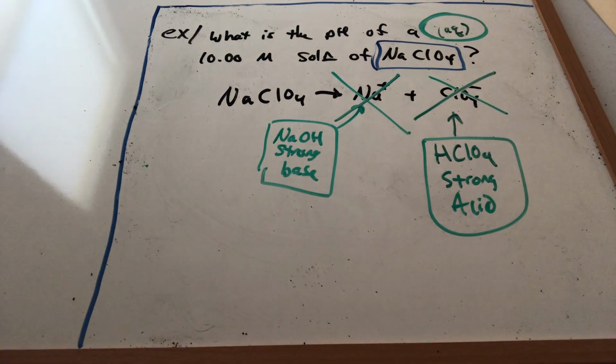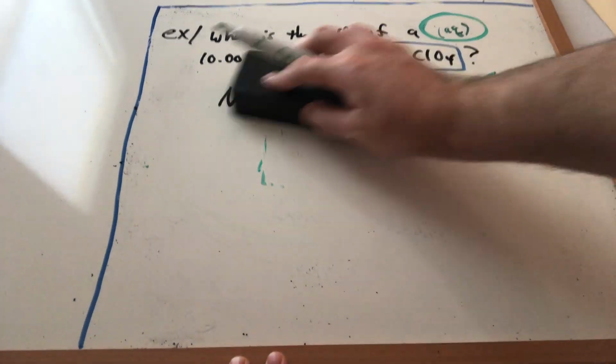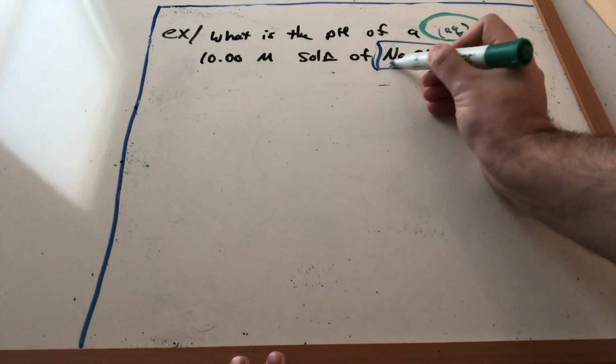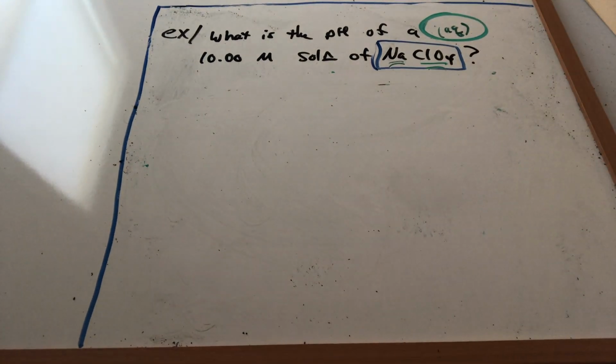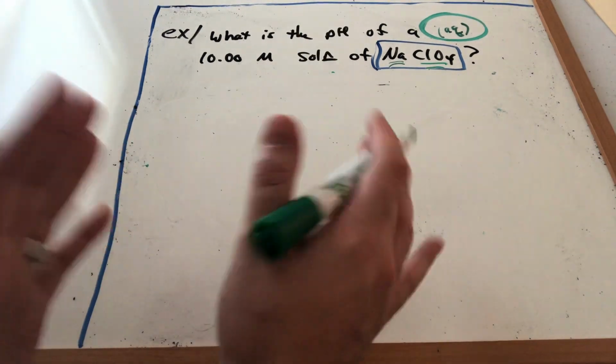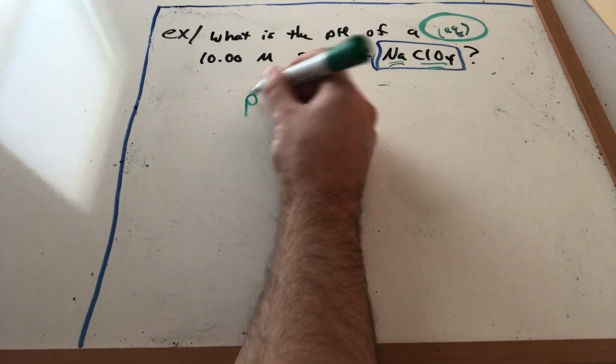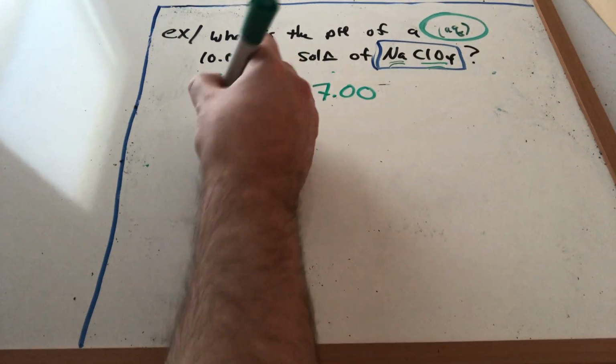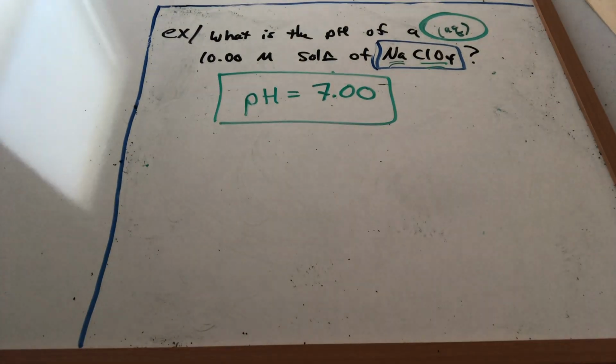So with all my recognition steps, all right, I now avoid a ton of work. And what I say is, hold on a second, both these species, Na plus and ClO4 minus, come from strong species, so they have no acidic or basic behavior. So my solution is completely neutral. And so without any more work, I get to say that the pH is 7.00. Because water is the only thing in there that's going to be affecting the pH.